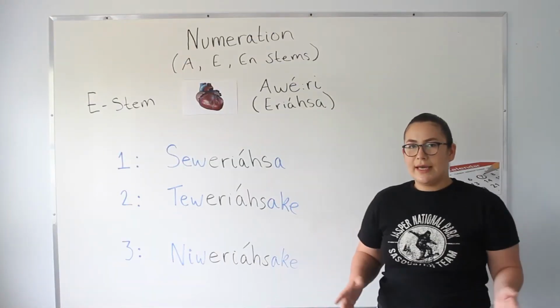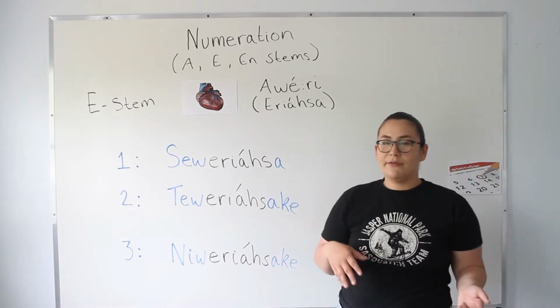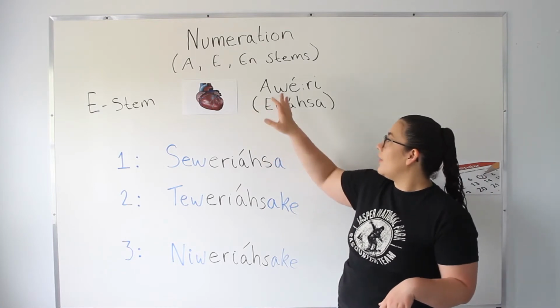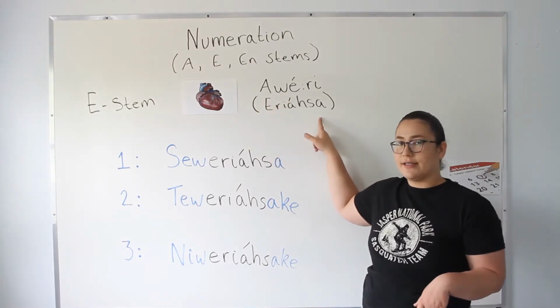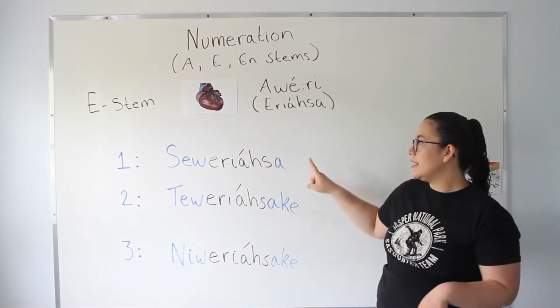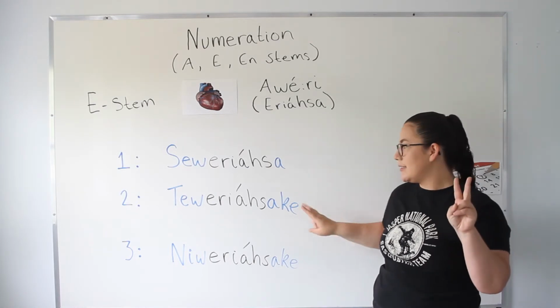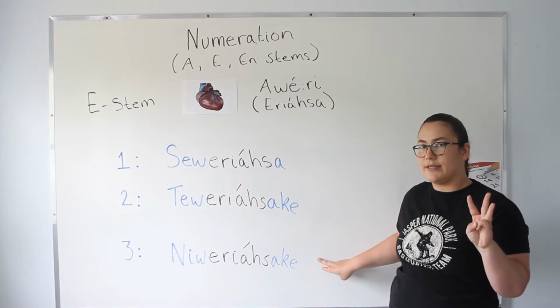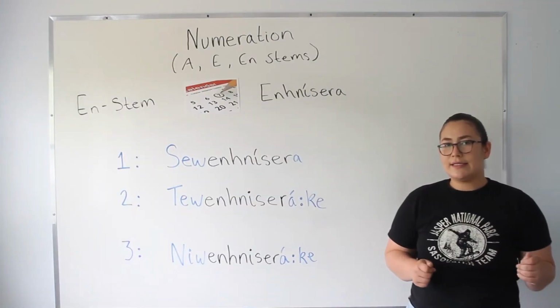So next we're going to be looking at E stem. So this word we used in a previous lesson before, and it is actually the only E stem word that we have. Aweri, its old word is eriasa. So 1 heart, zeweriasa. 2 hearts, deweriasage. 3 hearts, asa niweriasage.